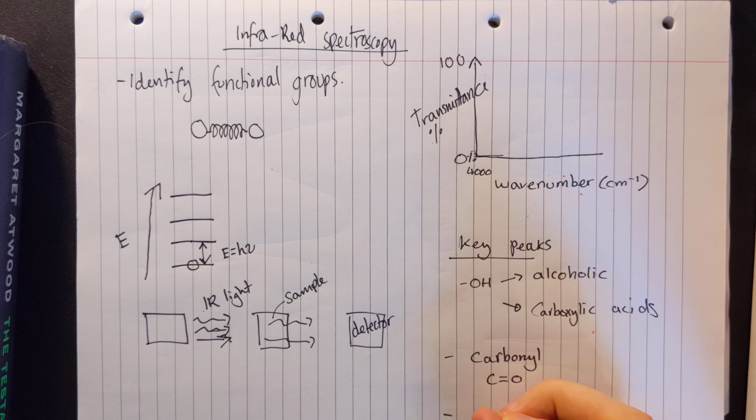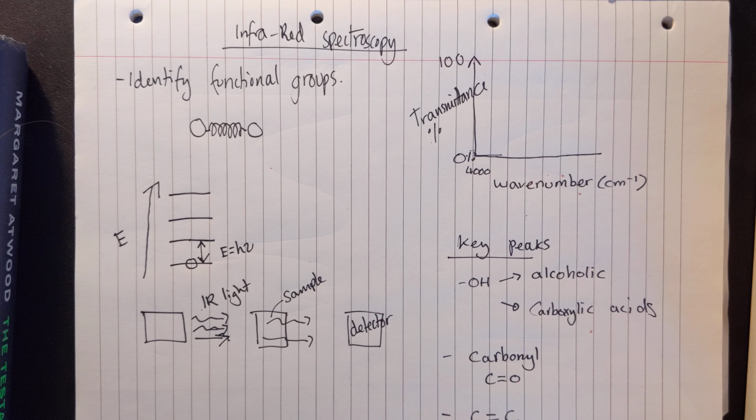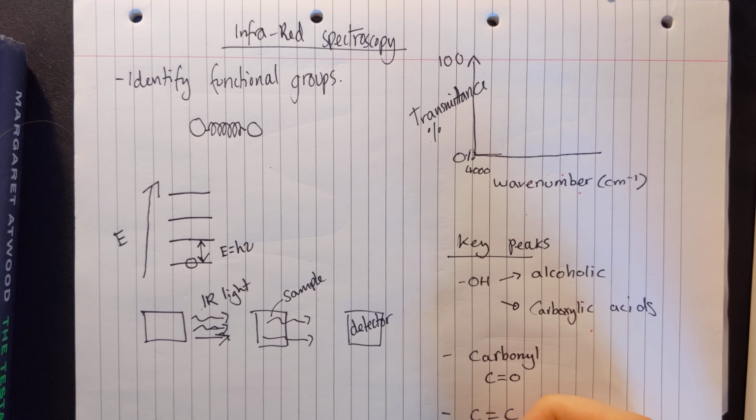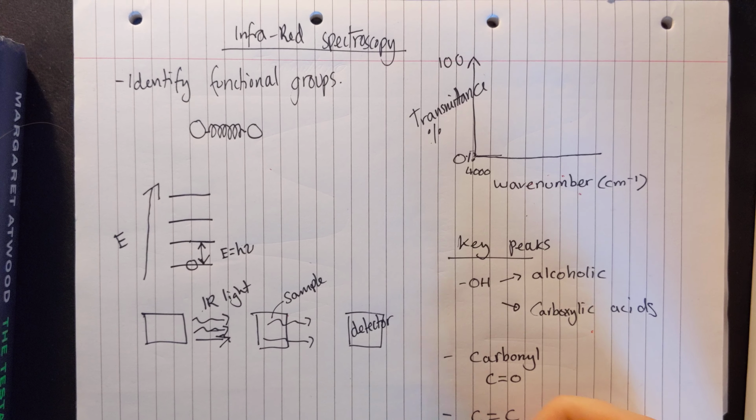The other one is a C=C double bond. It's much more difficult to spot, and much easier to overlook, but if you do spot it, it's fairly obvious when it's there, and it tells you a huge amount of information. And really the last one is an NH2 group. It doesn't come up very often, but it's pretty obvious in the spectra if you see it there.